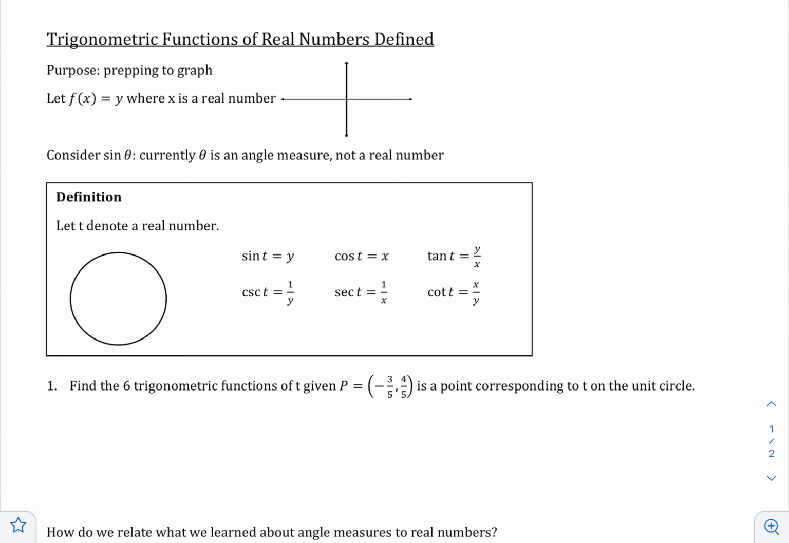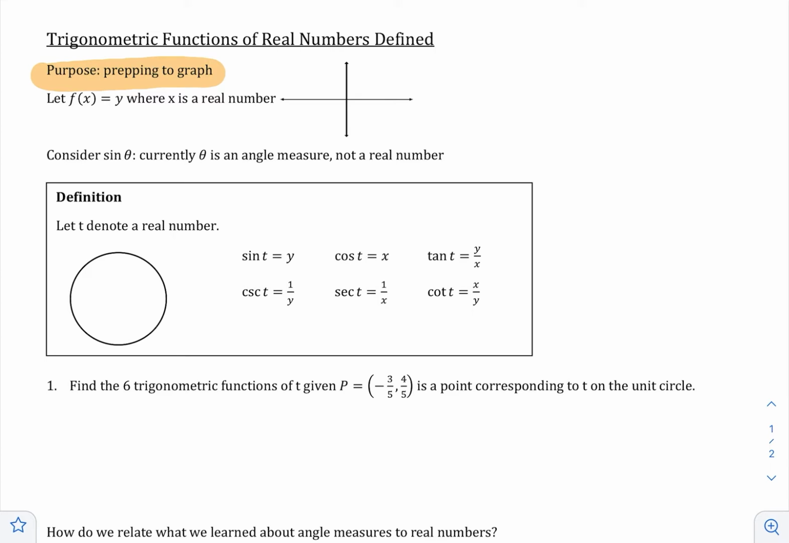We're going to define trig functions of real numbers. So far we have defined trig functions of degrees and of radians. This is important because we're preparing to graph. The rest of these videos before we graph is really everything that's going to come into the graphing aspect of the trig functions.